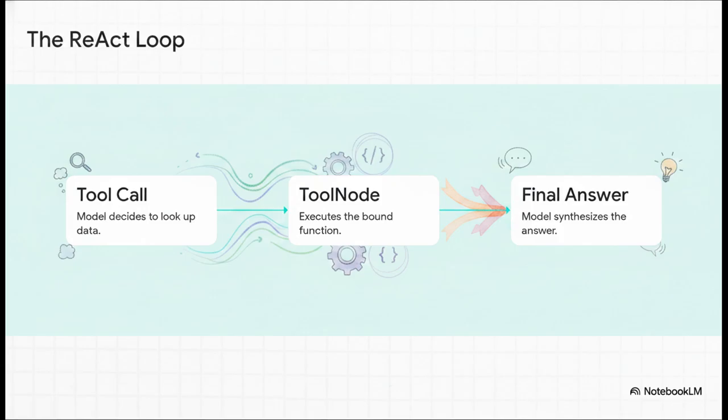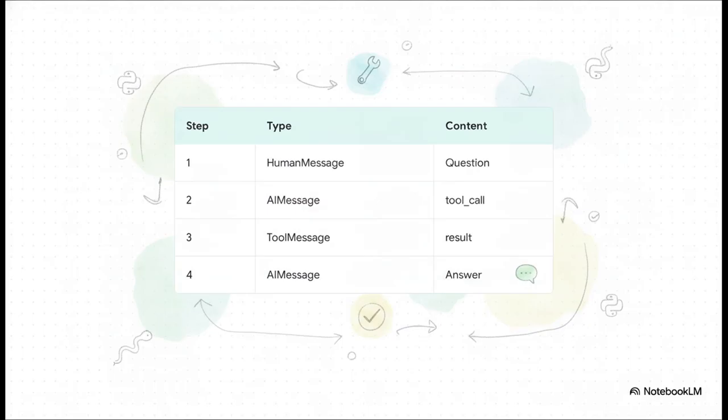It basically happens in 3 distinct steps. First, the model assesses the user's prompt, decides it needs external data, and populates a tool call instead of just replying with text. Second, a specific node called a tool node reads that request and physically executes the bound Python function. Third, the result of that function gets passed back to the model, which then synthesizes the final answer for the user.